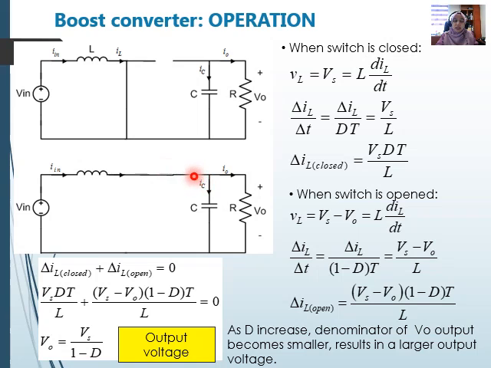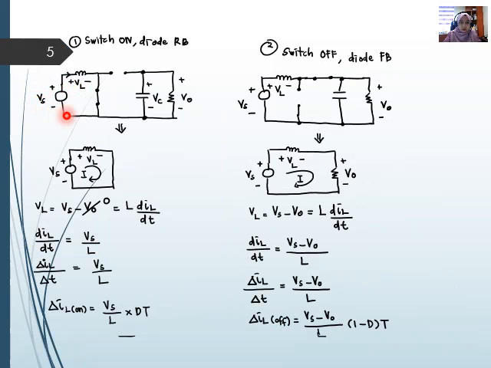Right, and then from these two equivalent circuits, we will do the analysis in order to find the required equation. This is the analysis when the switch is on and the diode is reverse biased. So this is the equivalent circuit. Since your diode is off, or reverse biased, this load side here will be disconnected from the input. So the equivalent circuit will be left like this: we have the input voltage and inductor, and this is a switch here that is a short circuit.